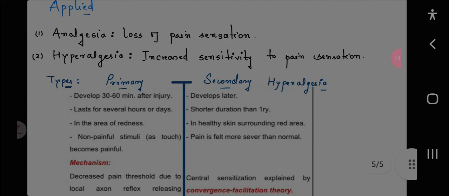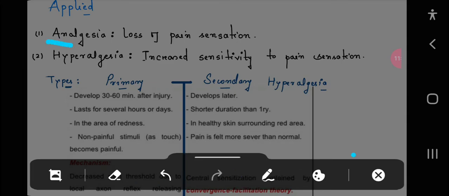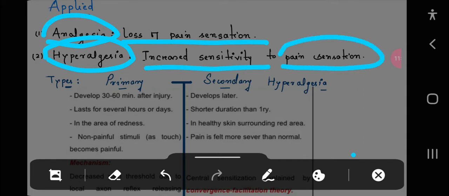Applied analgesia: analgesia is loss of pain sensation. Hyperalgesia is increased sensitivity to pain sensation. Types: primary and secondary hyperalgesia.